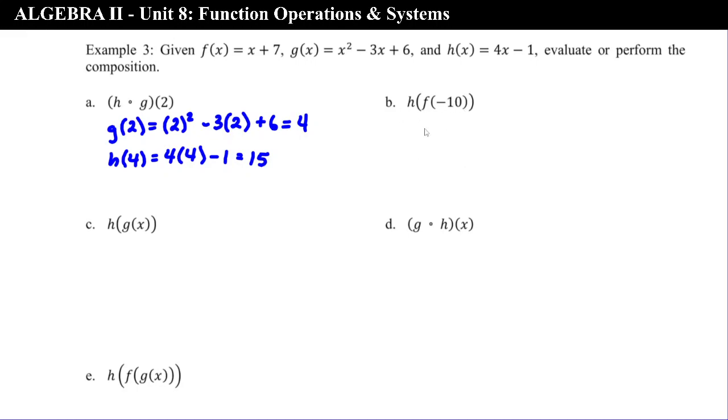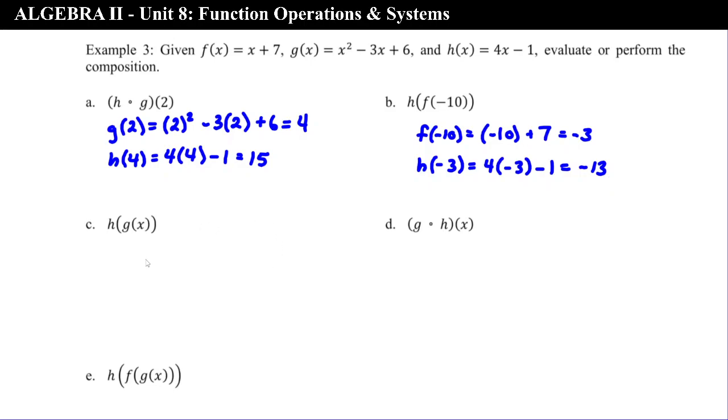All right, let's do B. f of negative 10. So we're going to start with f of negative 10 on the inside. We're just going to put in negative 10 for x. Negative 10 plus 7 gives us negative 3. So now we're going to do h of negative 3. We just plug that in for our x. 4 times negative 3 is negative 12, minus 1 gives us negative 13.